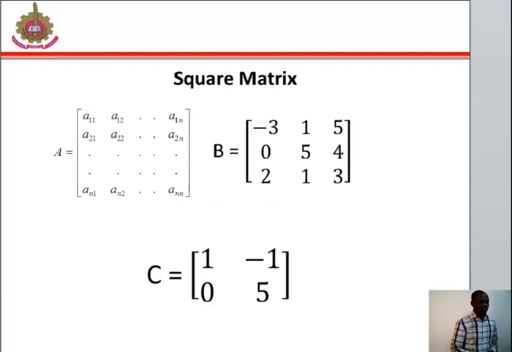Square matrices. We can classify matrices with respect to their configuration and elements in them. When the number of rows is equal to the number of columns in the matrix, then you have M equal to N, and we have an N times N matrix, which is called a square matrix. It has a general form.